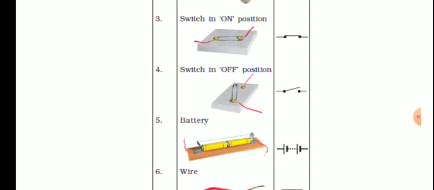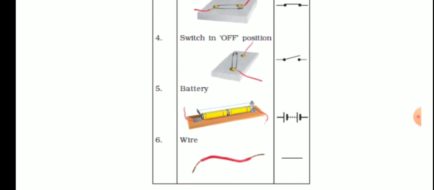Then comes the battery. Now what is a battery? It is defined as the combination of cells. I hope you remember the symbol for the cell. And what is the battery? It is a combination of two or more cells. It may be more than that. So the combination of two or more cells is known as a battery. You can see the symbol as it is.